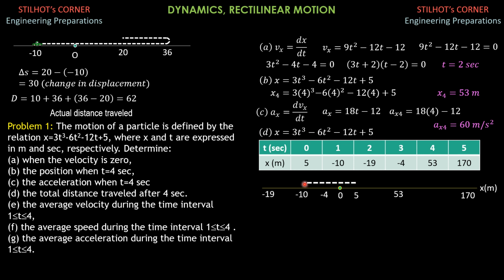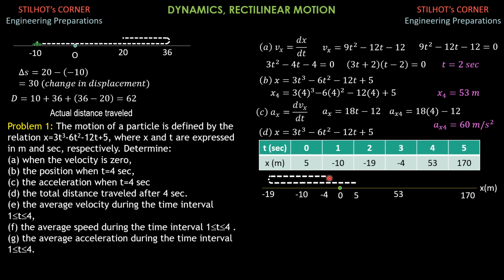Then when t is 2 seconds, remember, the particle is at rest. So it means that it changes direction, from negative 10 to negative 19 to the left. So the velocity of the particle from 0 to 2 is to the left, so it is negative. Then when t is 3, it is now going to the right, to negative 4.